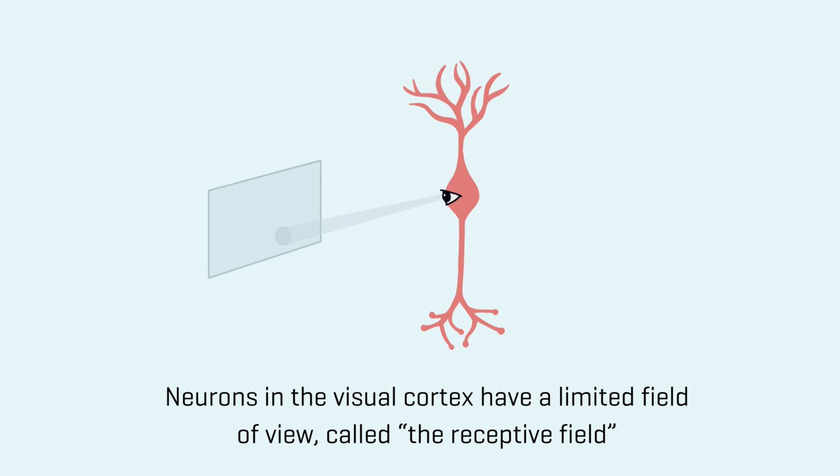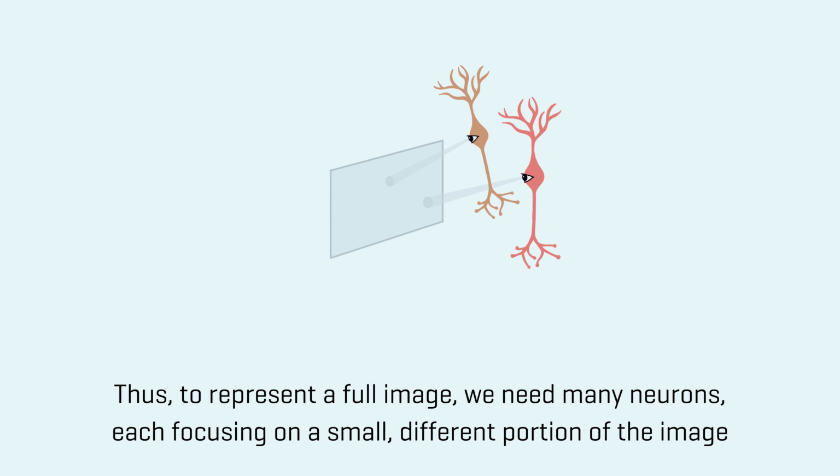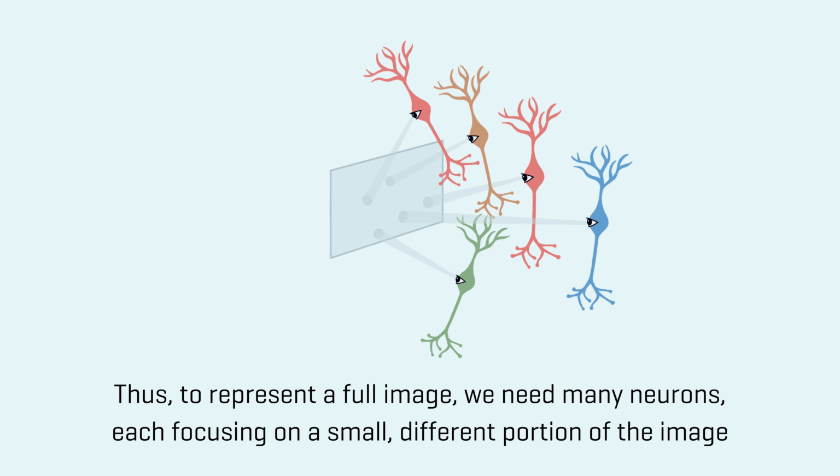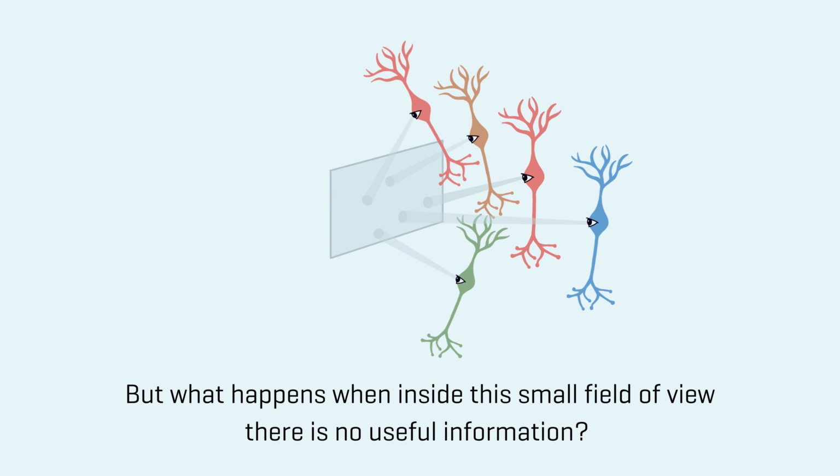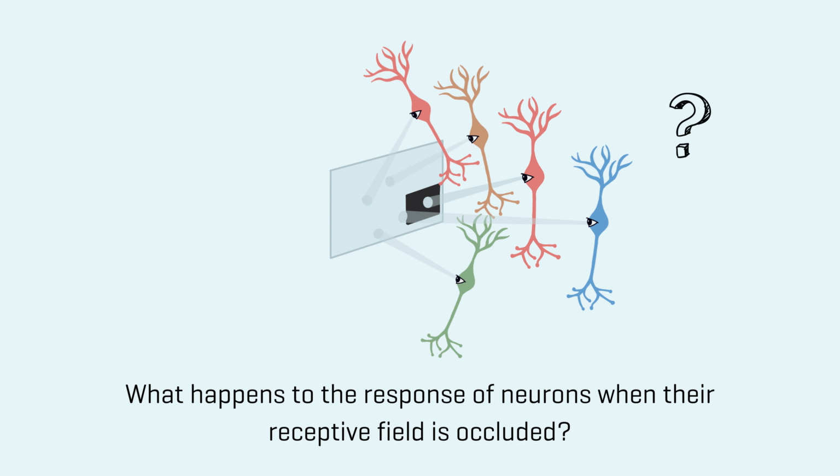Neurons in the visual cortex have a limited field of view called the receptive field. Thus, to represent a full image, we need many neurons, each focusing on a small, different portion of the image. But what happens when inside this small field of view there is no useful information? What happens to the responsive neurons when their receptive field is occluded?